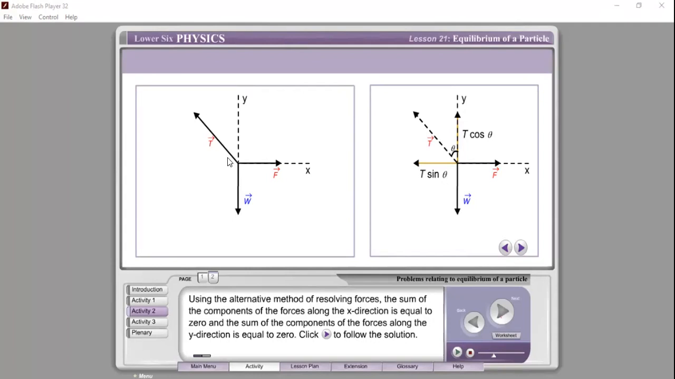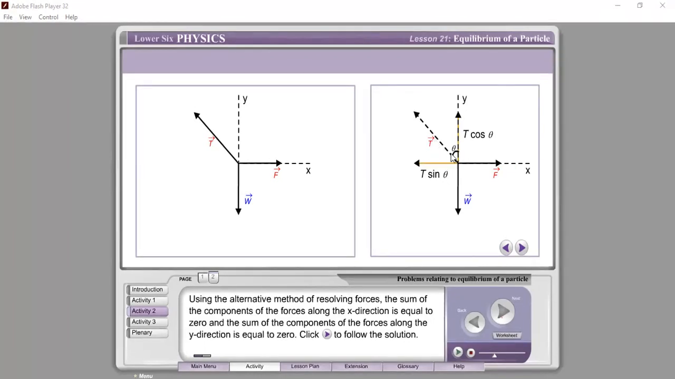Once we know that T is formed by these, we can resolve it into the horizontal component and the vertical component. So this will be T, and the angle is here, right? So this will be T cos theta, and this side will be T sin theta. After we solve, this means that this force will not appear anymore in the system.